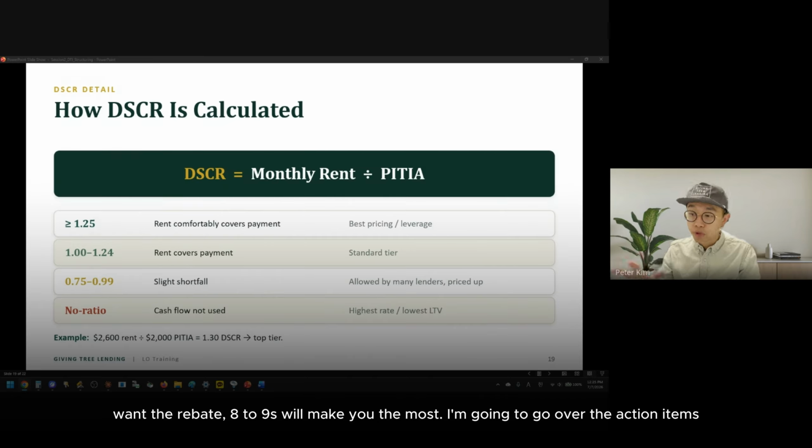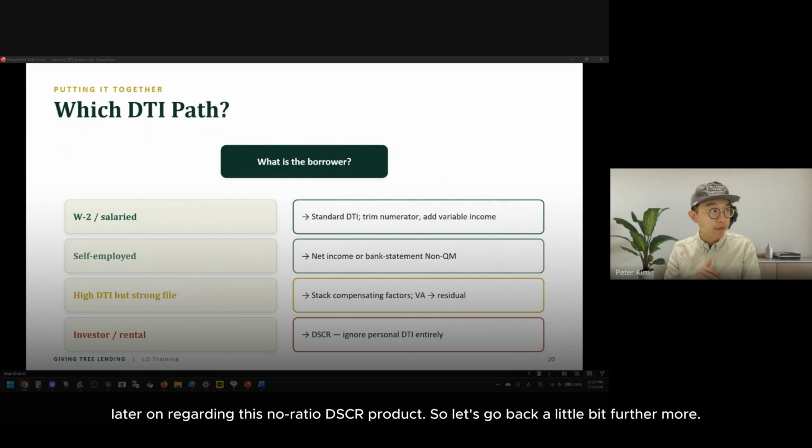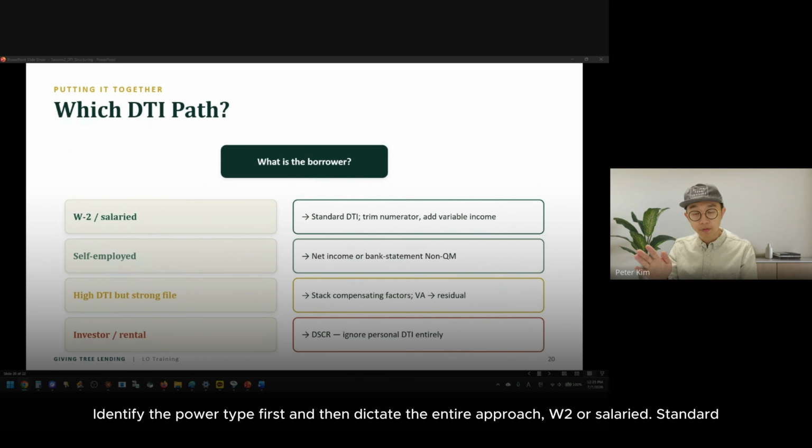I'm going to go over the action items later on regarding this no ratio DSCR product. So let's go back a little bit further and put all things together. One is a DTI. This one-page DTI map can help you identify the borrower type first, and it dictates the entire approach.